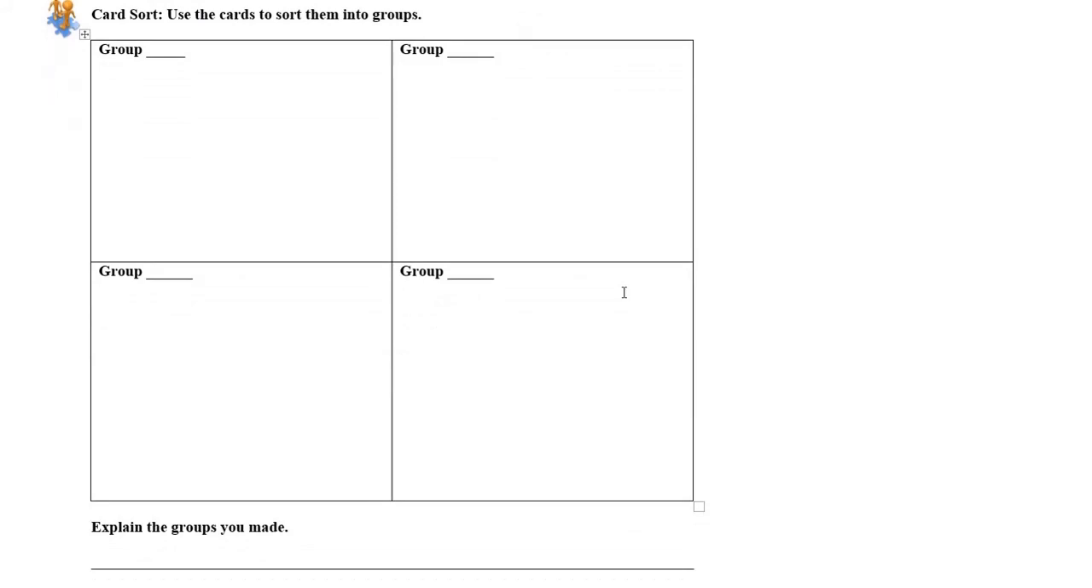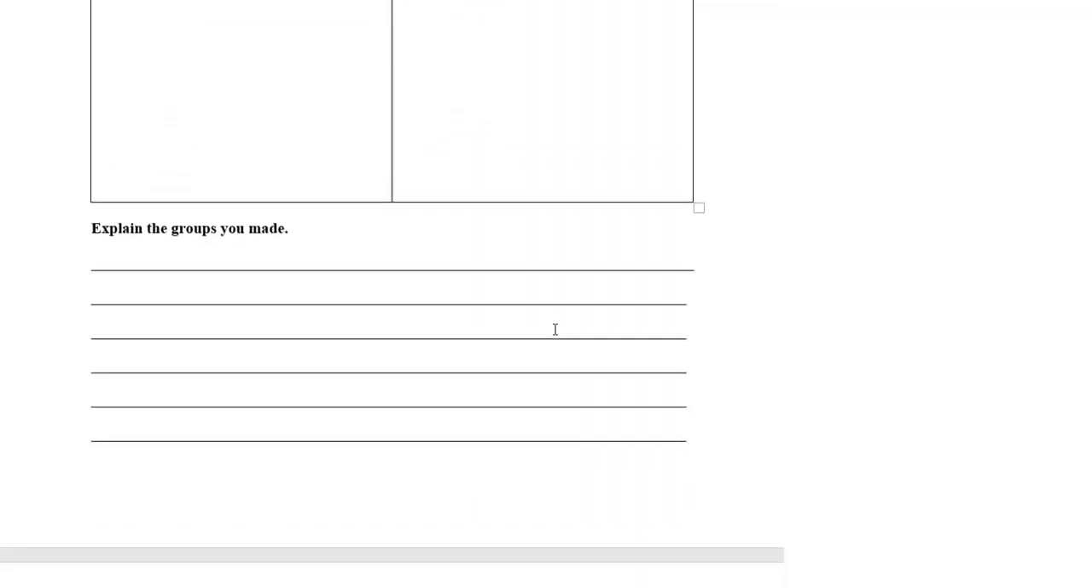I left you 4 boxes. You don't need to use all 4 boxes. Maybe you want to use 3 or 2, or maybe you decided that you want to make 6 or 8 groups. Feel free to split the boxes in half. When you and your team feel like your groups are settled, I want you to fill out this chart with your groups, number them 1 to however many groups you have, and then explain the groups that you made. There are sentence starters on the board. Feel free to use those to help you explain your groups.